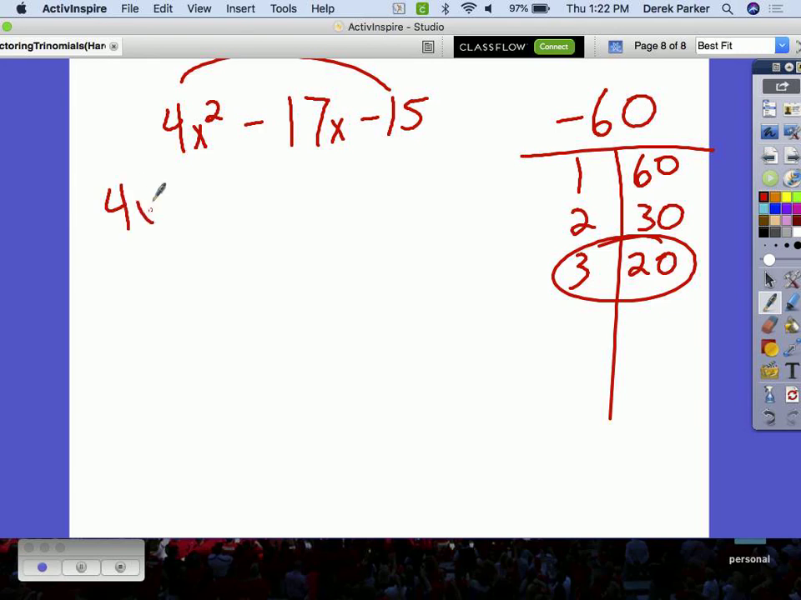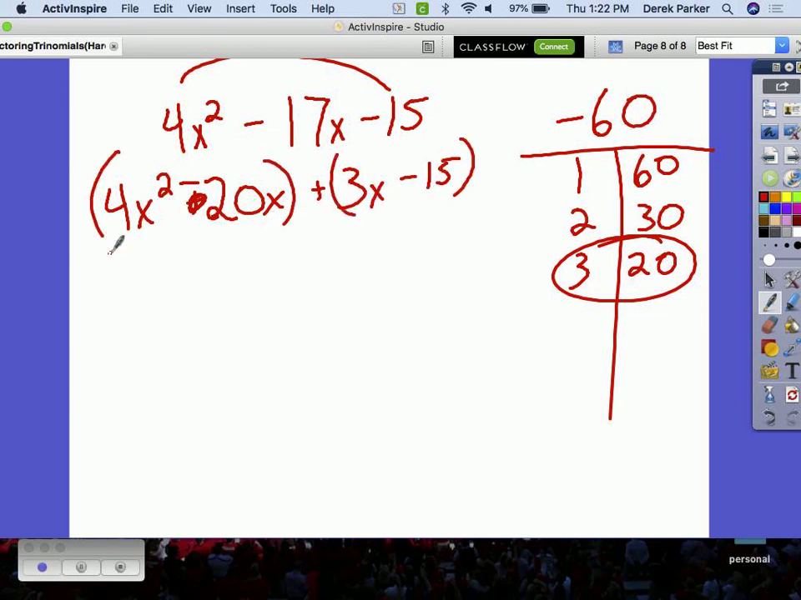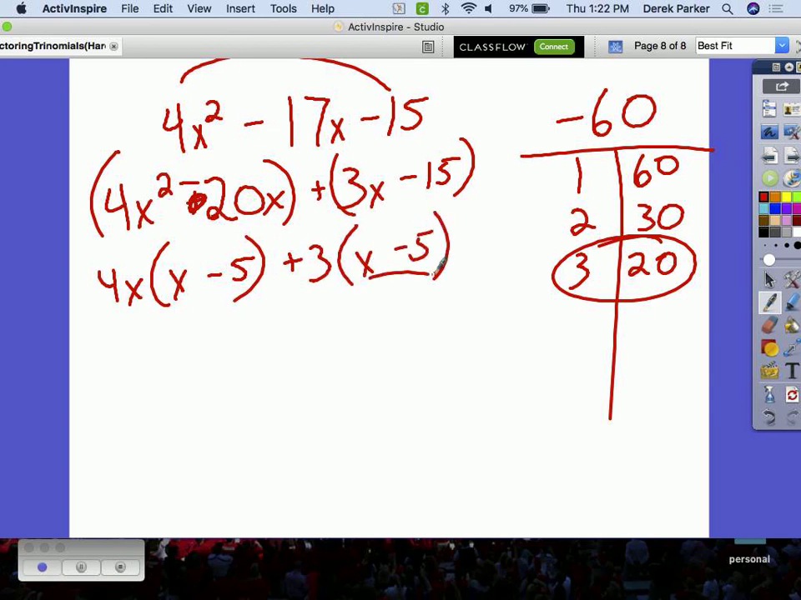So, 4x squared minus 20x plus 3x minus 15. The common factor of 4x squared and negative 20x is 4x. I get x minus 5. Common factor of 3x and 15 is going to be positive 3, and I get x minus 5. As you can tell, these two are the same, so I'm doing it right. And I get 4x plus 3 times x minus 5.